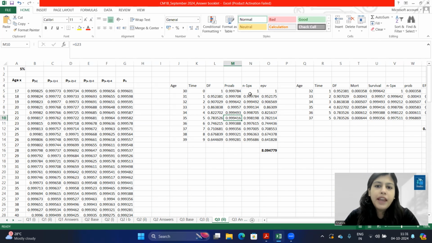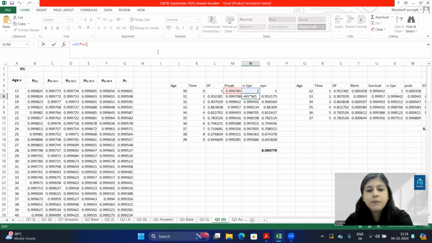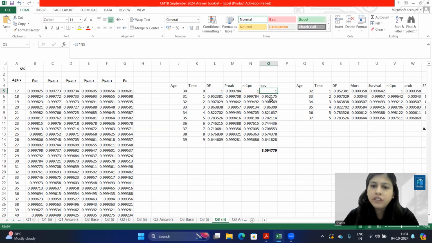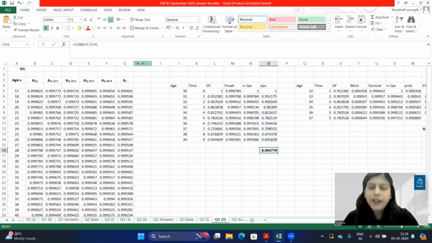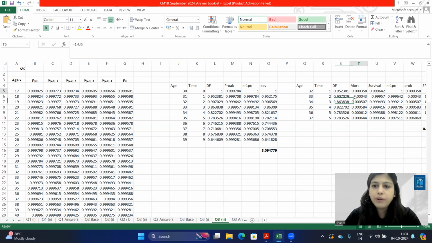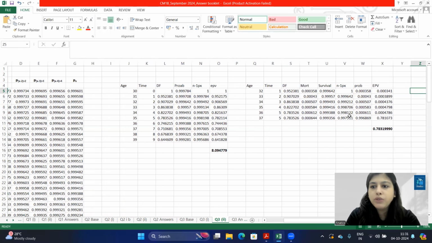To G column. N minus 1 px is nothing but 1. And then it keeps on going using the consistency principle, 1 into px and so on. EPV is discounting factor into this probability. And then you just add all of these things to get your annuity due factor. This is as simple as just calculating; no sum assured, nothing is given to you.